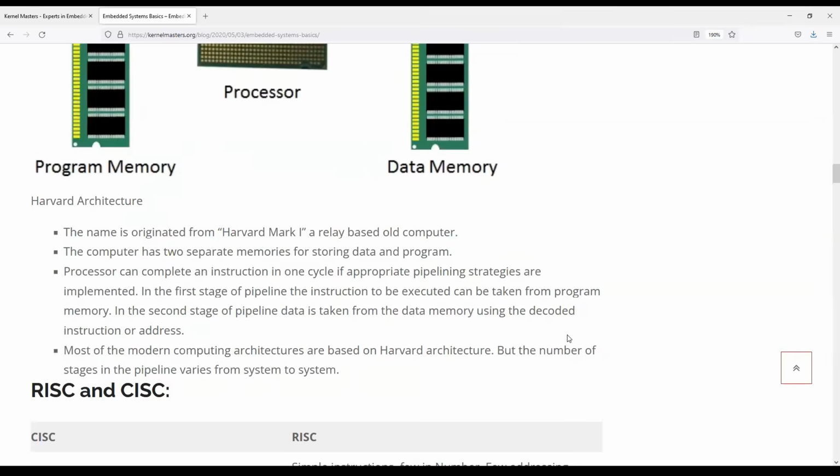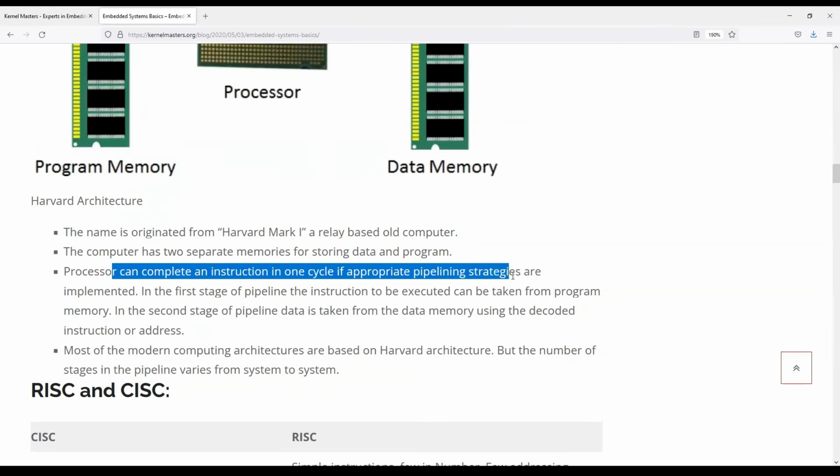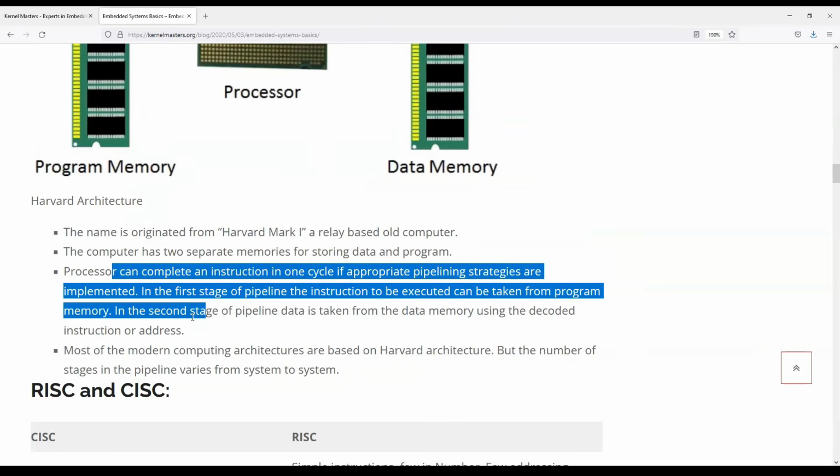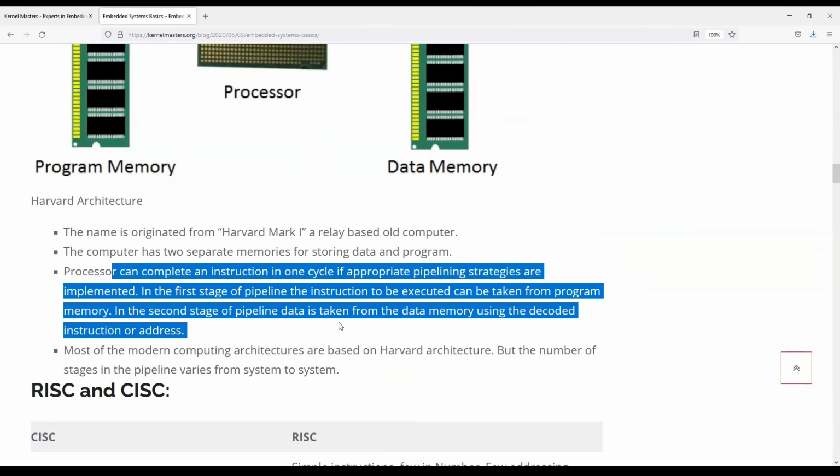You can see also, I mentioned that the computer has separate memory for storing data and program. The processor can complete an instruction in one cycle if the appropriate pipeline is there. In the first stage of the pipeline, the instruction to be executed is taken from program memory. In the second stage, data memory. Correct now? In decoding, another instruction is a load from data memory. The first instruction is fetching, the other one is decoding.